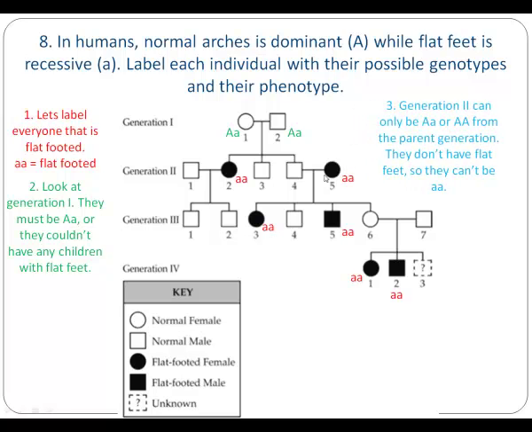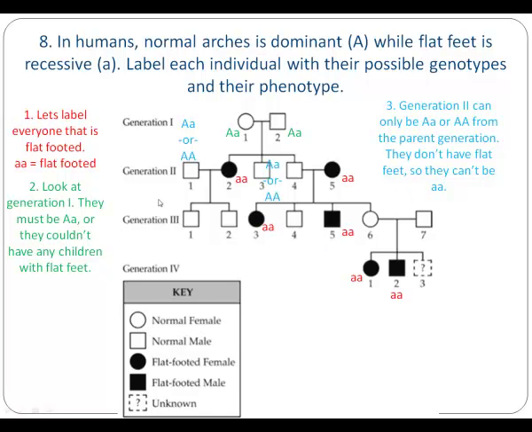The next generation, generation 2, can only be big A, little a, or big A from the parent generation. The ones that don't have flat feet, the ones that are not shaded in, cannot be little a. So for this first individual, I'm not sure if they're big A, little a, or big A. They married somebody with flat feet, and none of their children have flat feet. So I would lean towards big A, but it's possible that they just haven't. This person is big A, little a, but he just hasn't had any offspring that have flat feet because he's only had 2.